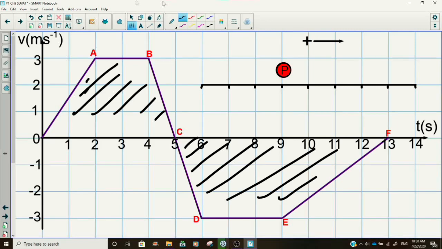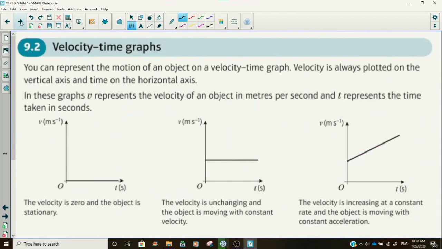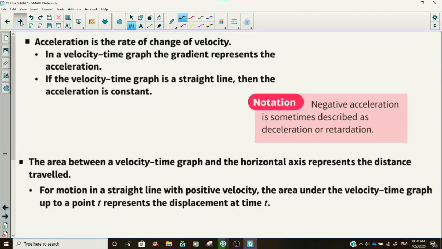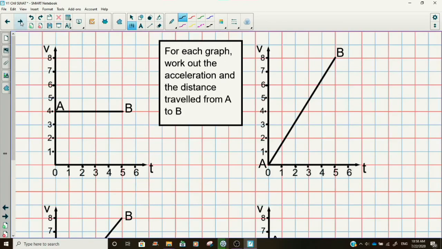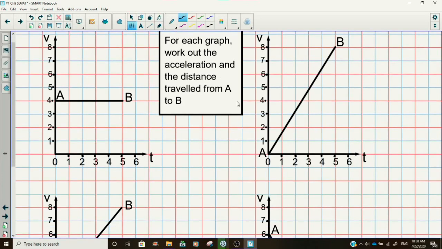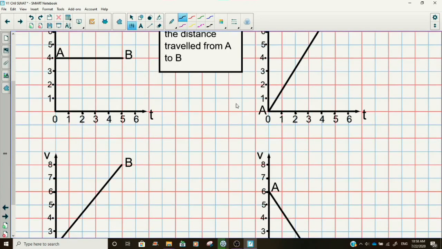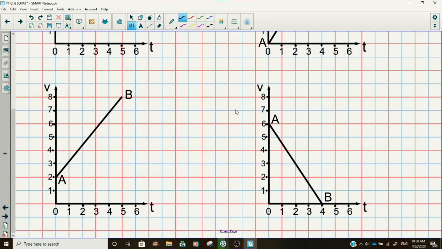Okay. So we're going to do a few questions involving displacement, because it can be quite difficult in places. Let's just get you to have a little go at doing that first of all. So for each of these graphs, can you work out the acceleration in each case, the distance travelled from A to B. Okay, so just spend a few moments doing that. So pause the video, have a go, and I'll give you the answers in a moment.